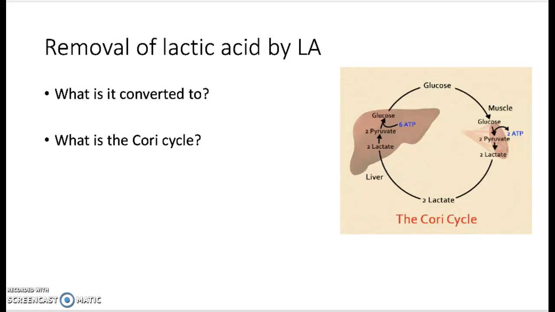The Cori cycle is an example of substrate cycling. Glycolysis and gluconeogenesis happen at the same time, but they happen in different cells. Glycolysis occurs in the muscles, whereas gluconeogenesis occurs in the liver.